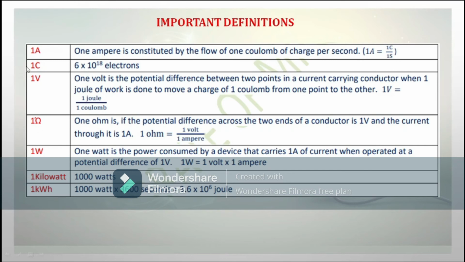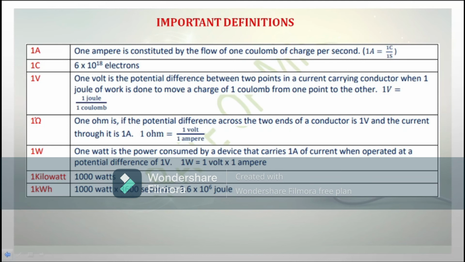Next, let us move on to 1 coulomb. How many electrons make 1 coulomb? 6 into 10 to the power of 18 electrons constitute 1 coulomb. And next we will move on to the voltage. 1 volt is the potential difference between 2 points in an electric current carrying conductor when 1 joule of work is done to move a charge of 1 coulomb from one point to the other. So that's called 1 volt. So 1 V is equal to 1 J by 1 C.